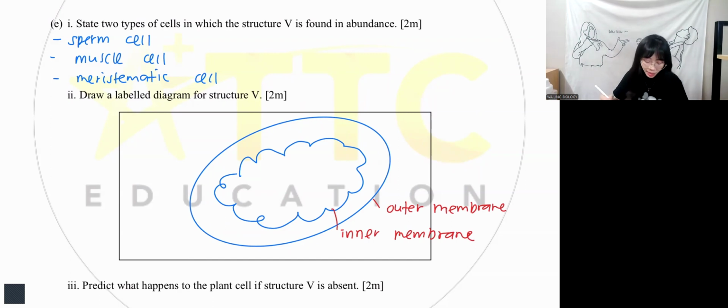Would it be asked in the exam? Sometimes they will ask in the exam. What is within the two membranes? Actually, there are other labels that we don't learn. They have a thing called matrix and cristae, but we don't learn the content inside.